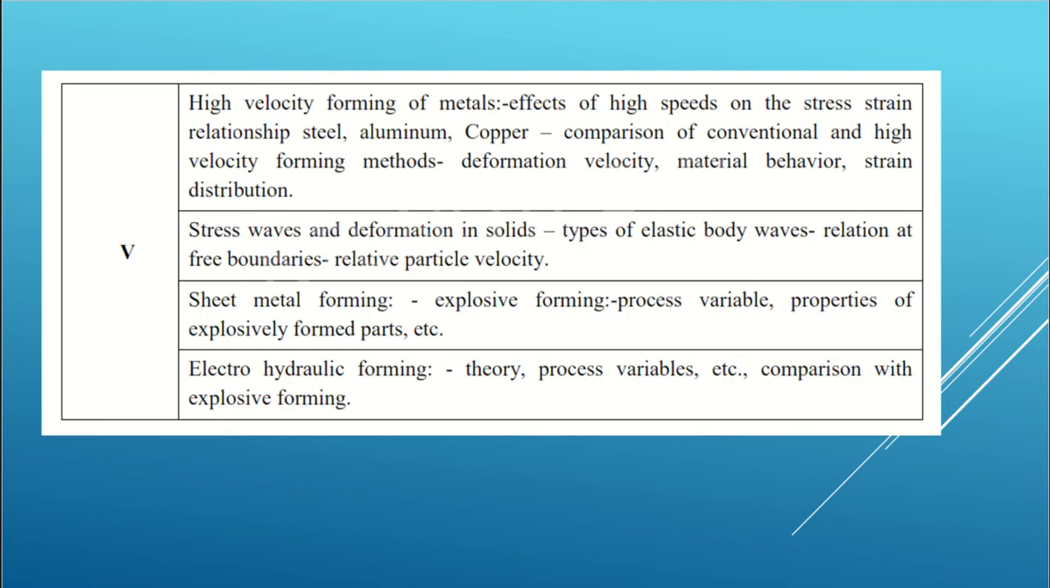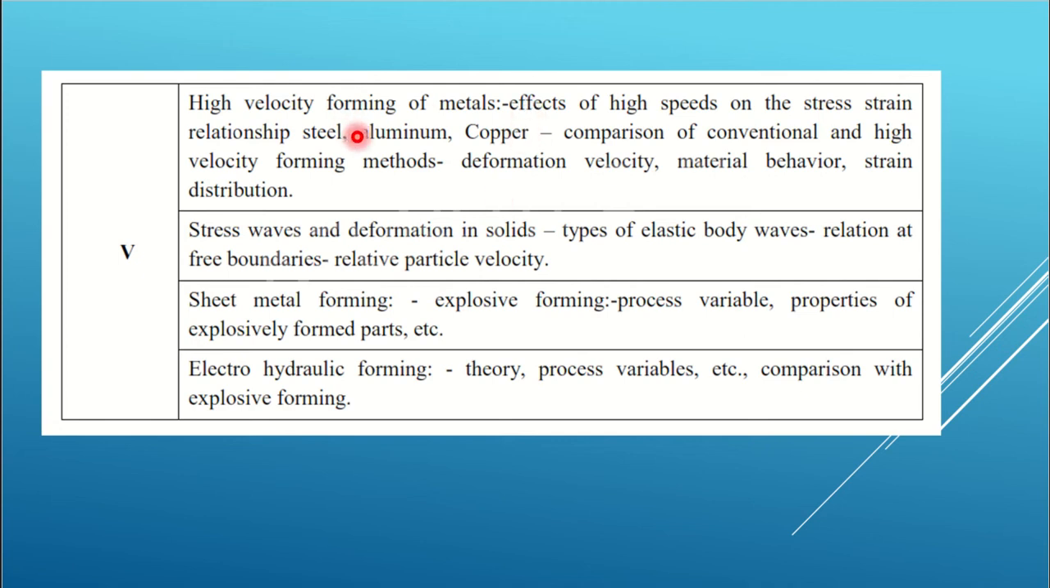So this is the syllabus, and in this syllabus you can see in Module 5, the starting section says high velocity forming of metals. So definitely we need to know what is metal forming, and after that what is high velocity forming. And the question which usually comes in university exams is, what is the effect of high speed on the stress strain curves of steel, aluminum, copper?